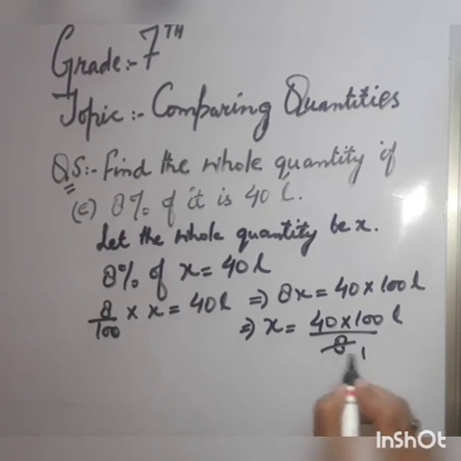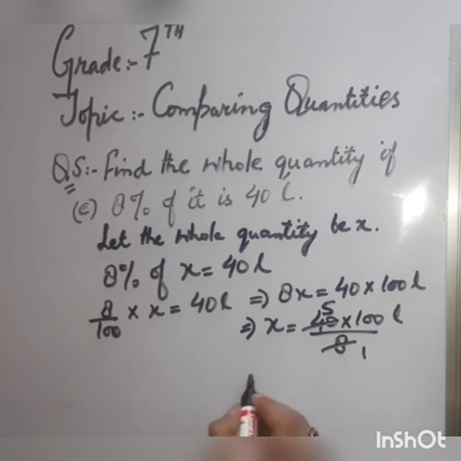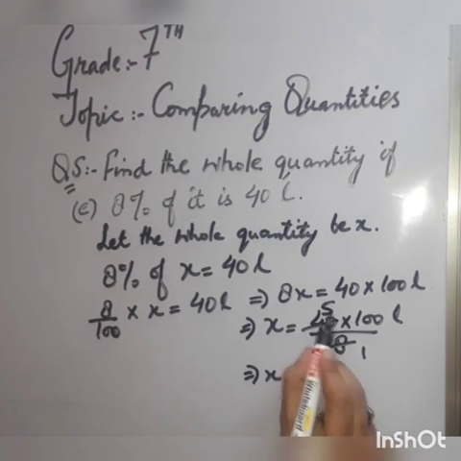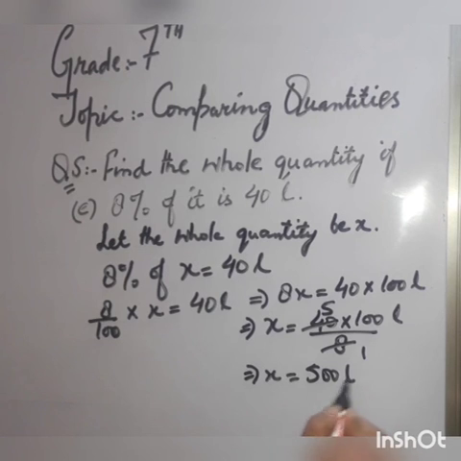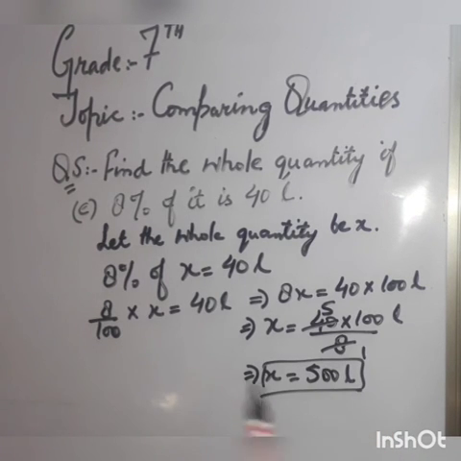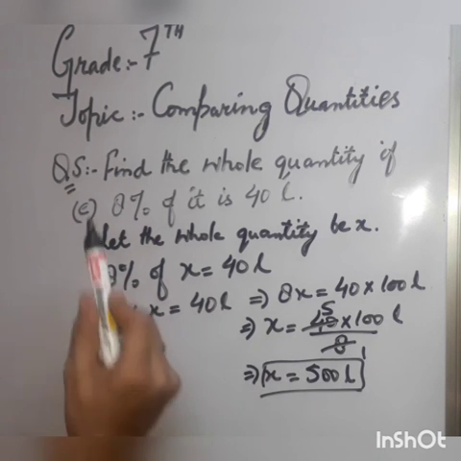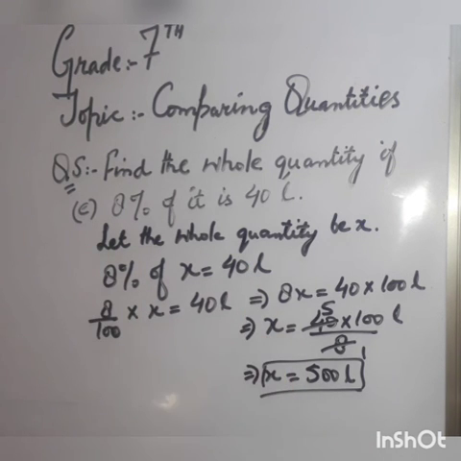Clear? Now 8 1s are 8 and 8 5s are 40. So we are left with x is equal to 5 into 100, that is 500 liters. Clear? So the whole quantity, the total quantity, is 500 liters, and 8% of this 500 liters is 40 liters.